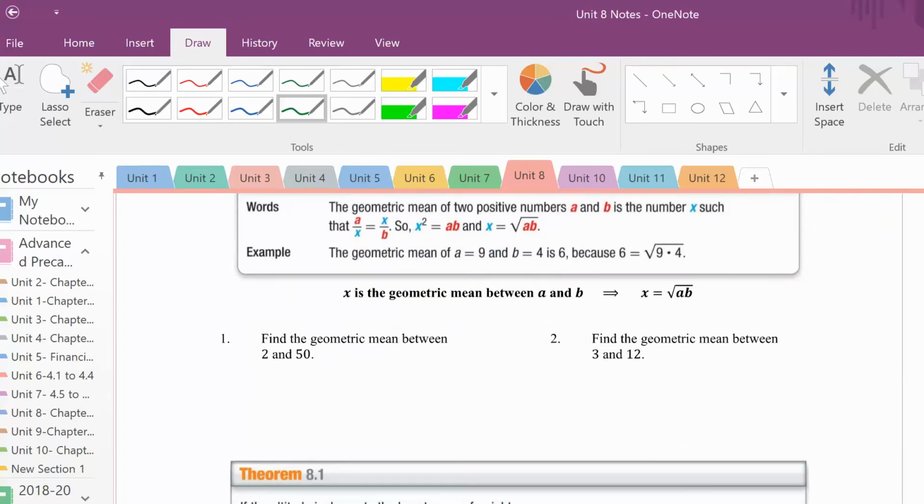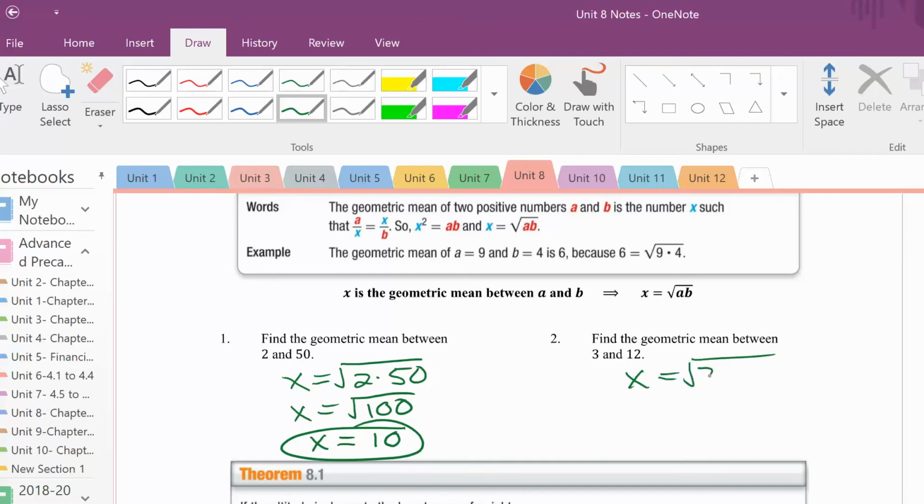Here, find the geometric mean between 2 and 50. You would say x equals the square root of 2 times 50. So x equals the square root of 100, so x equals 10. The geometric mean between 3 and 12: x equals the square root of 3 times 12. x equals the square root of 36. So x equals 6.